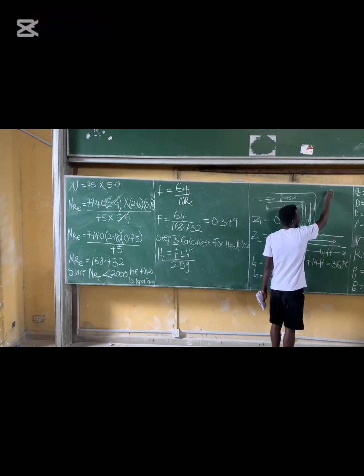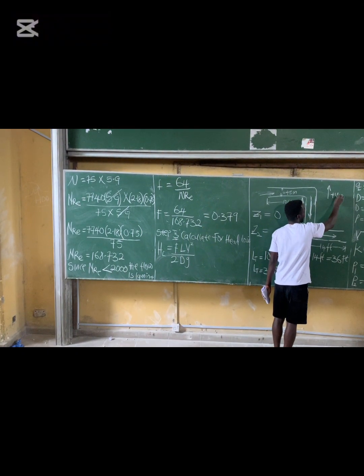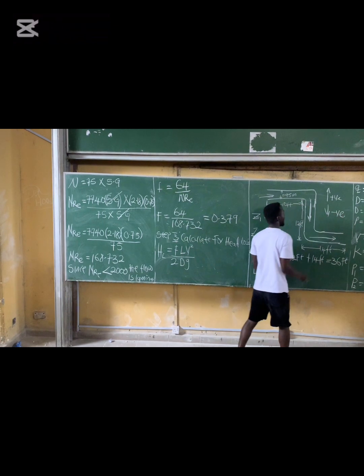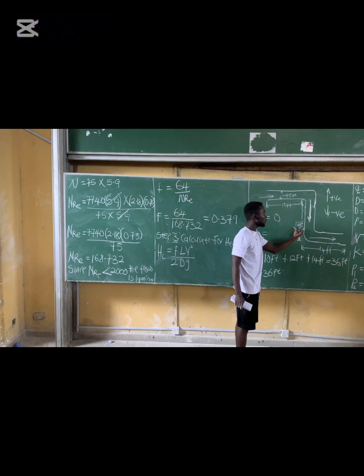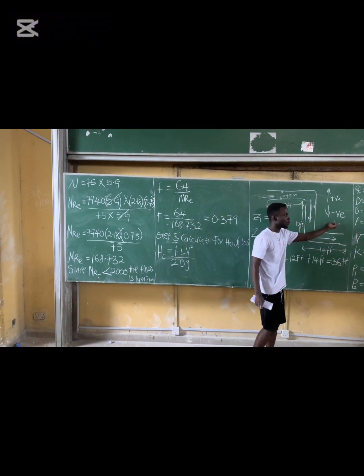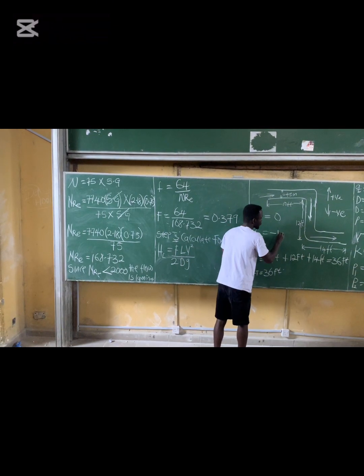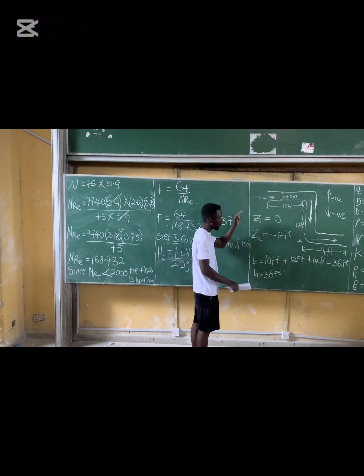And we said that when the flow is going upward, the elevation becomes positive, and when the flow is going downward, the elevation becomes negative. In this case, since the flow is going downward, our Z2, which is 12 feet, becomes negative. It is negative because the flow is going downward. So therefore, Z2 becomes minus 12 feet.